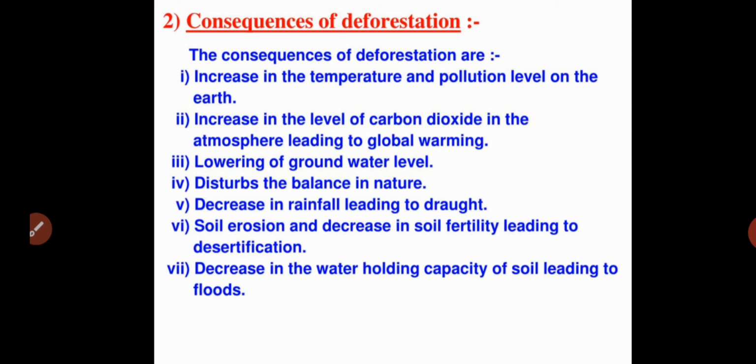Similarly, because of deforestation, the level of carbon dioxide in the atmosphere increases. Usually, plants utilize the carbon dioxide present in the environment for their photosynthesis. So if there are no plants or trees, carbon dioxide remains in the environment. Finally, the amount of carbon dioxide increases, leading to global warming.